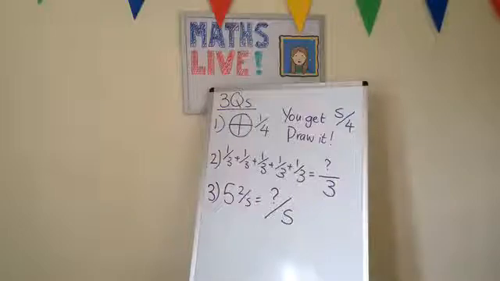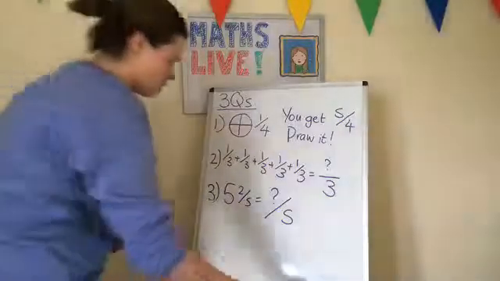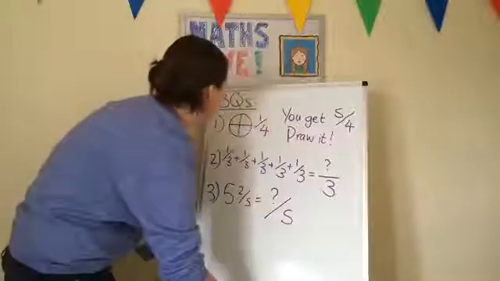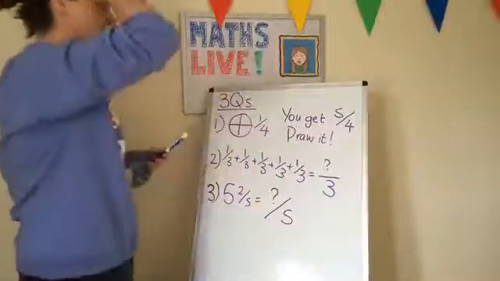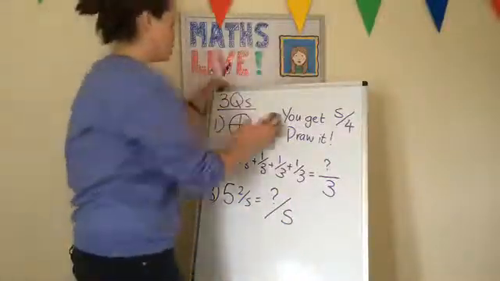So I can see a lot of you have done 2. I'm not sure about the 3rd one. That's okay. So let's have a go. So for question 1, you get 5/4 of a pizza. Draw it.